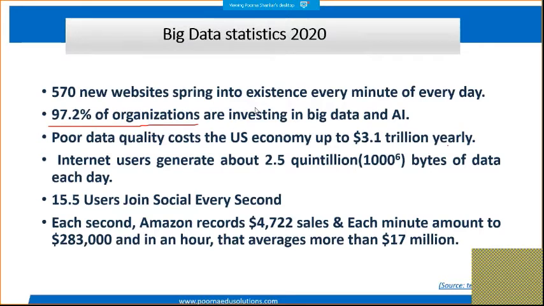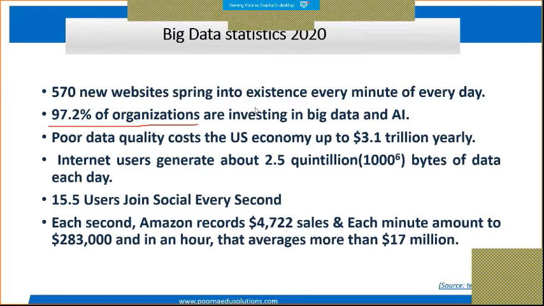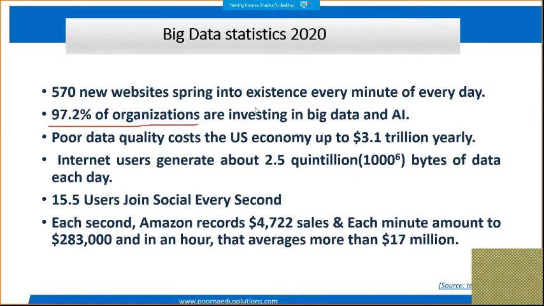So data science is a booming industry. Data science with IoT are the major contributors. If poor quality data or data maintenance doesn't happen, it creates a loss of $3.1 trillion in the US economy. We have seen this about internet data and social media data.